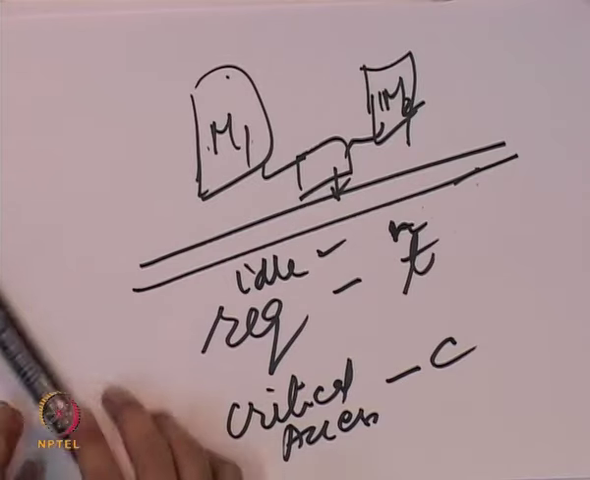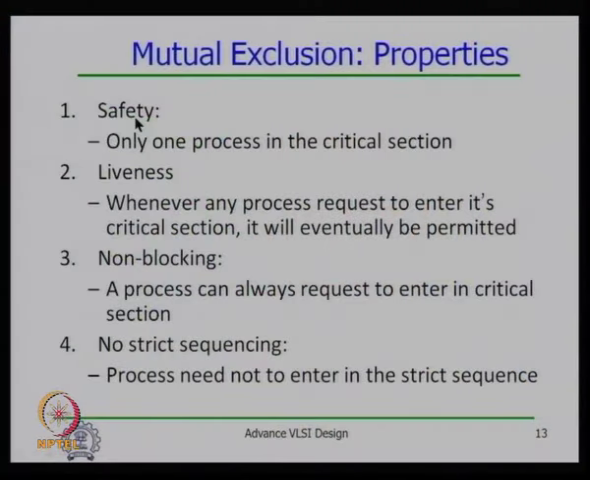Now, what are the important properties we are interested in? One of the properties is defined as the safety property, and the safety property says that only one process should be in the critical section. That means more than one process should not access the common resource. Another property is liveness, and liveness says that whenever any process requests to enter the critical section, it will eventually be permitted. That means it is not necessary that in the very next state it should be permitted, but it should be permitted somewhere in the future.